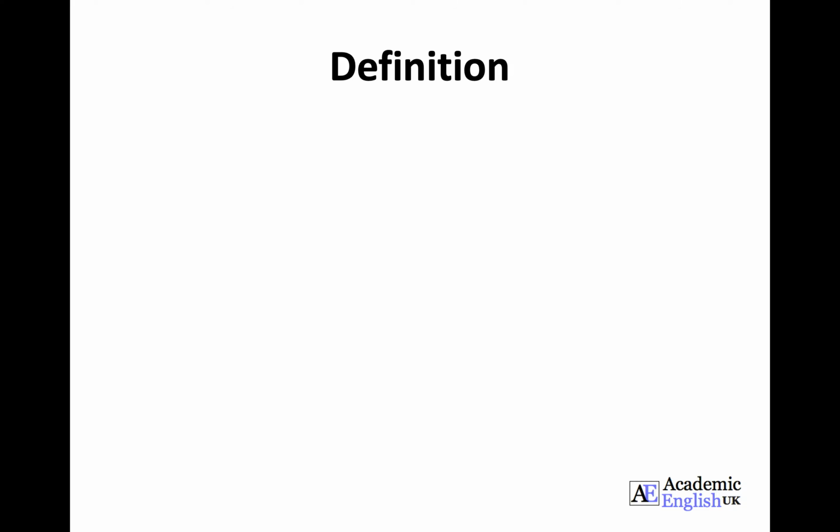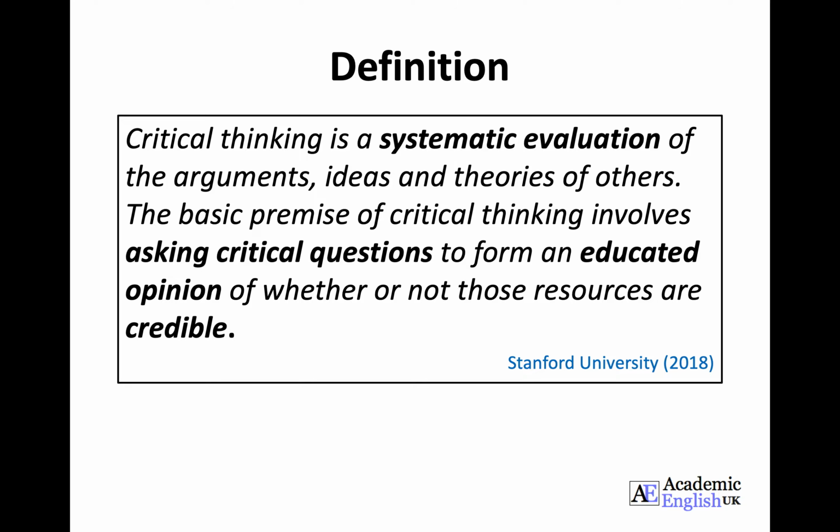Okay, so let's begin with a definition. Critical thinking is a systematic evaluation of the arguments, ideas, and theories of others. The basic premise of critical thinking involves asking critical questions to form an educated opinion of whether or not those resources are credible. On a basic level, we are questioning the things we read and hear to see if they are objective, truthful, and supported by appropriate evidence.